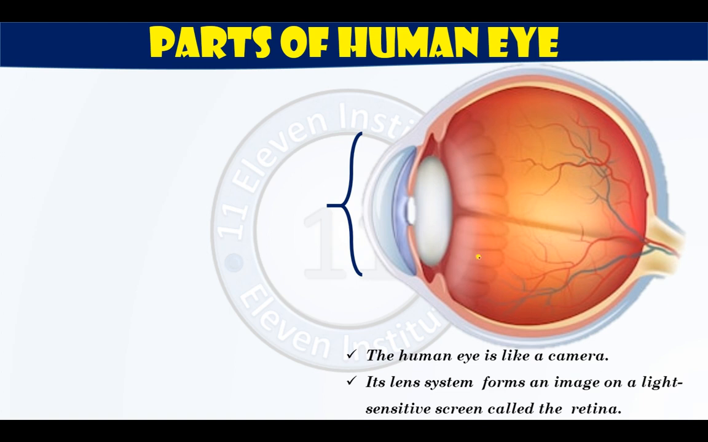This specific portion, this transparent layer over here, observe it very closely. We are talking about this. This transparent layer on the front part of the eye is known as cornea. This part is known as cornea, the transparent region. Now let us discuss the cornea.